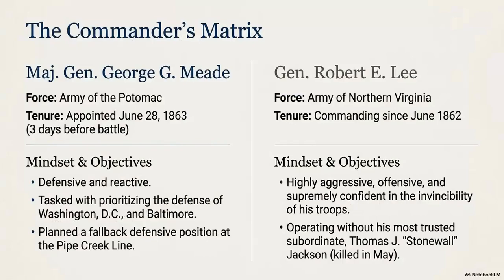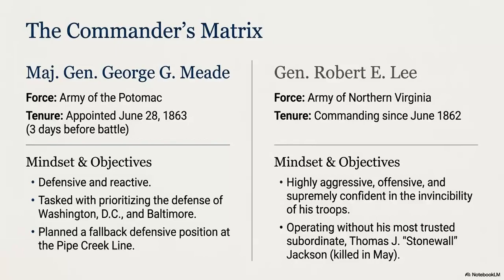Let us look at the commander's matrix, contrasting the opposing leaders. For the Union, Major General George G. Meade leads the Army of the Potomac. Appointed a mere 3 days before the battle, his mindset is defensive and reactive. Tasked with protecting Washington, D.C., and Baltimore, he has planned a fallback defensive position at the Pipe Creek line.